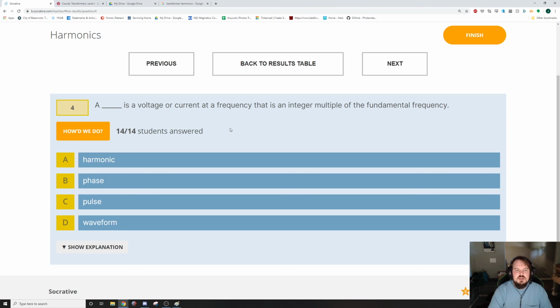A harmonic is a voltage or current at a frequency that is an integer multiple of the fundamental frequency. So this is back to the beginning. Harmonics are other frequencies in the same current that are at different frequencies. So if you have 60 hertz, a triplet harmonic would be 180 hertz, but it would be happening at the same time in the same wire.